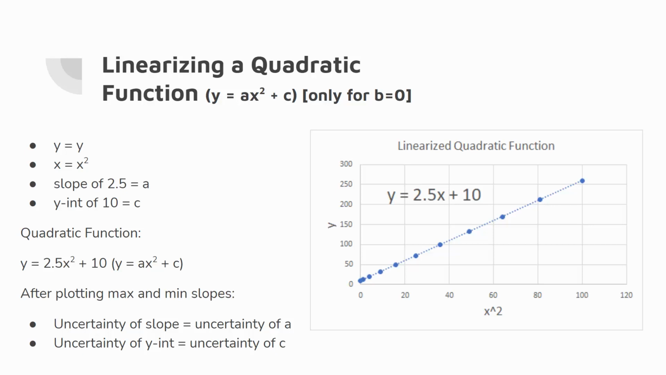Now you would be able to not only state the function that relates your dependent and independent variable, you would be able to state what the values of the parameters are with uncertainty, and that's what we're going for.